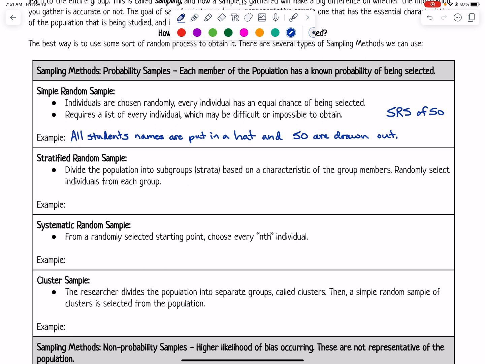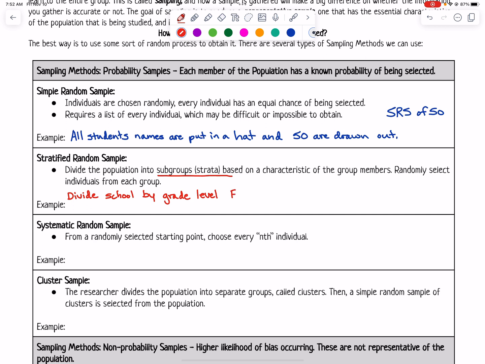A stratified random sample is when you divide the population into subgroups or strata based on a characteristic of the group members, and randomly select individuals from each group. So if we divide our school by grade level, so freshmen, sophomores, juniors, seniors, those are strata, and then randomly select individuals from each group.